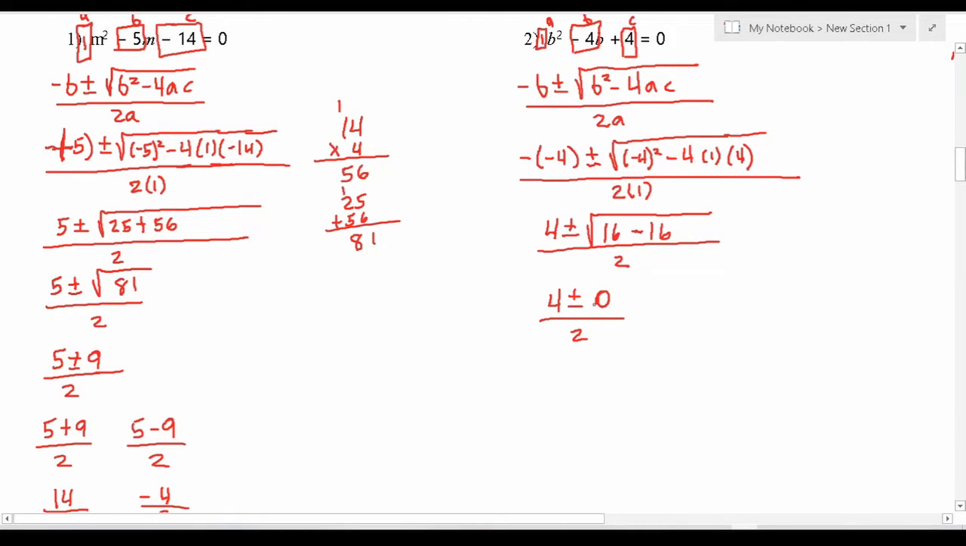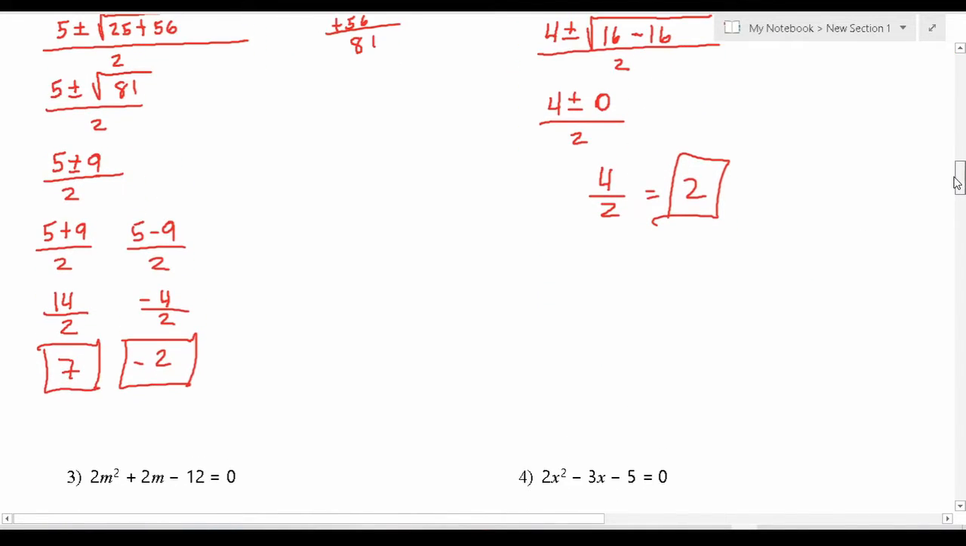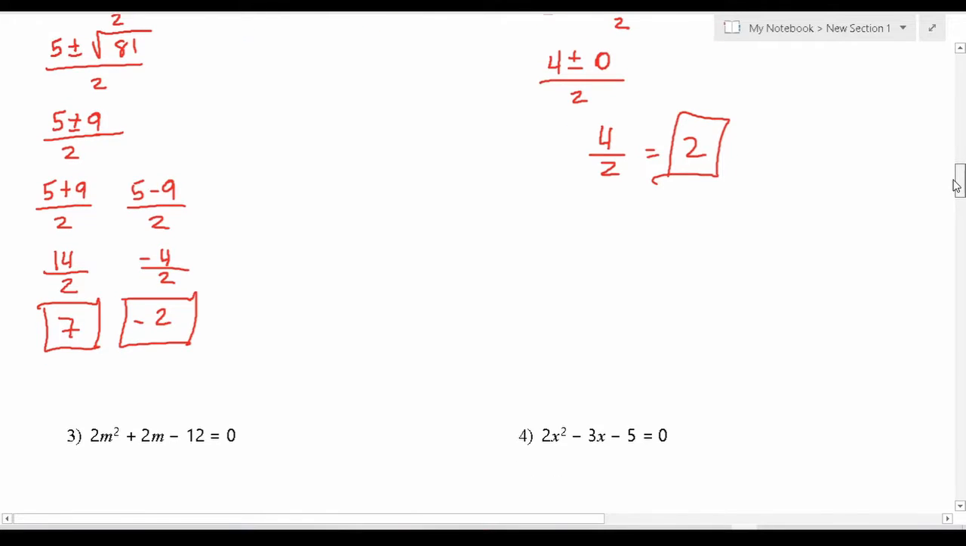Since we're neither adding nor subtracting, since you can't take anything away from 4 with the 0, this just becomes 4 over 2, which is the same as just 2. In other words, the only solution to this problem is 2. Okay, so this one just has one solution, whereas this first one had 2 solutions. Okay?